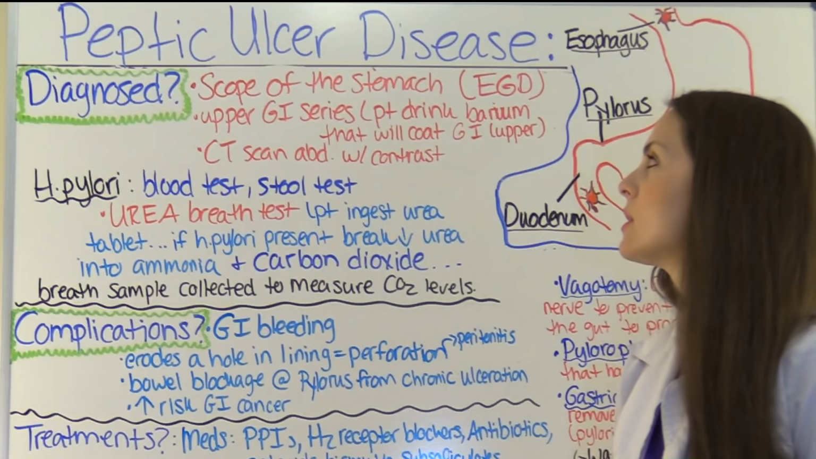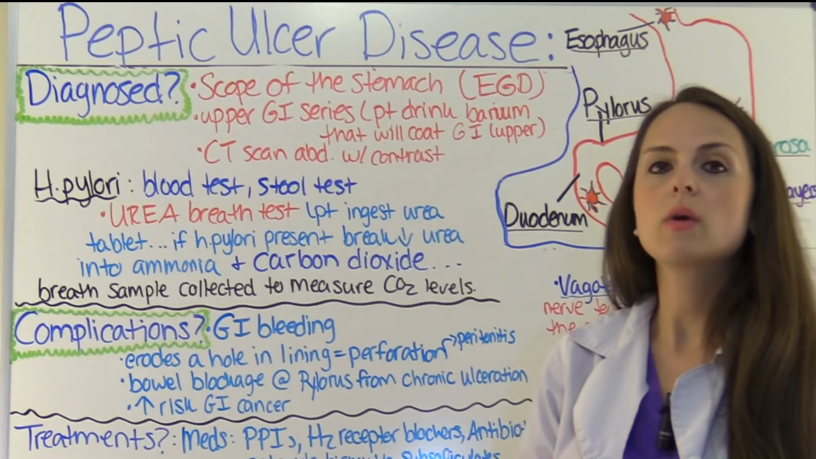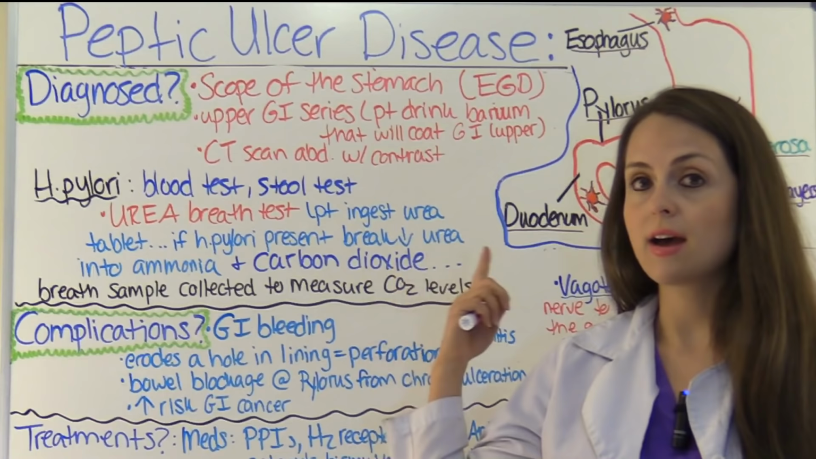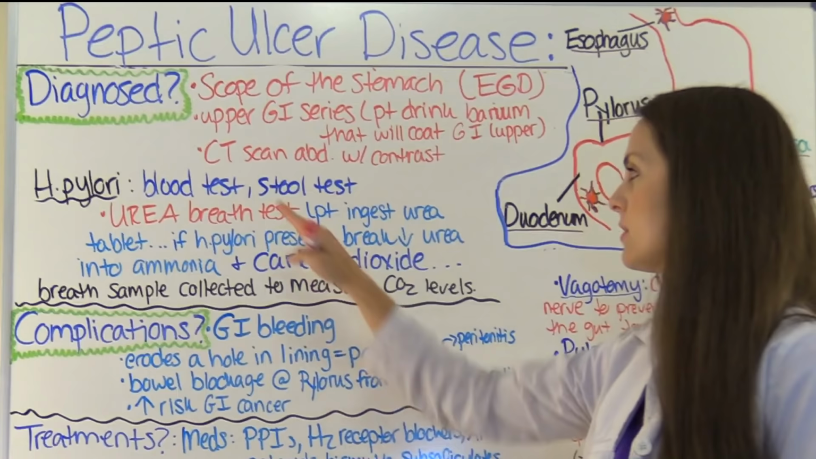Another thing is an upper GI series, and this is where the patient will drink a substance called barium, and it will coat that upper GI tract. They'll take pictures with an x-ray, and the stomach will light up from that barium contrast that they drank, and they'll be able to see if there's any ulcers. Another thing that can be ordered is a CT scan of the abdomen with contrast.